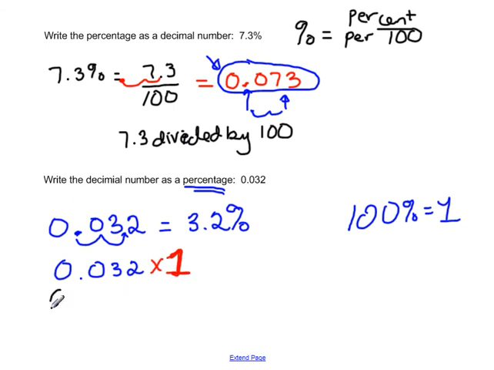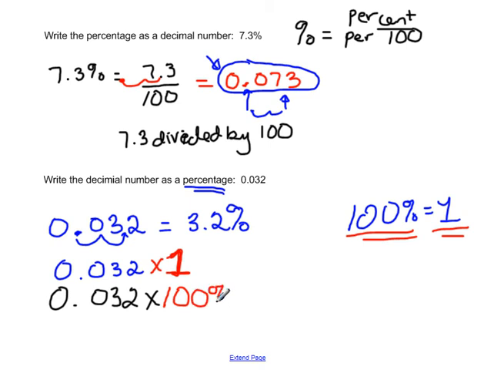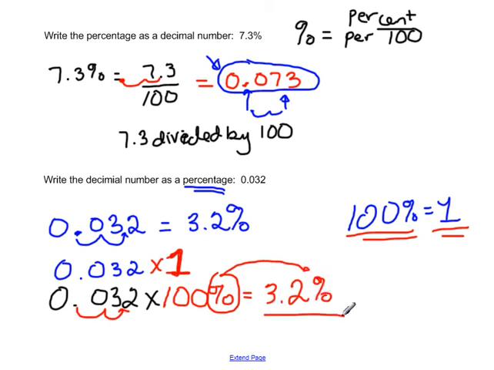Well, if that's the case, then 0.032 could also get multiplied by 100%, because remember we said that 100% was exactly the same thing as 1. Well, multiplying something by 100 moves that decimal point 2 places to the right. There's that 3.2, and there's where that percentage sign comes from. So we want to be sure that we don't forget that percentage sign. That's an important part of our final answer.